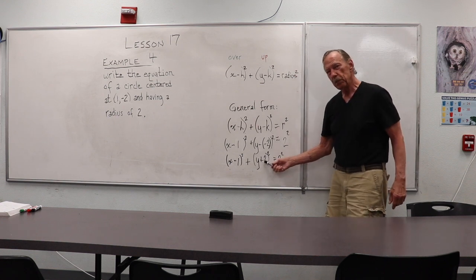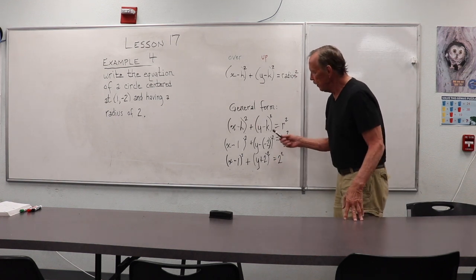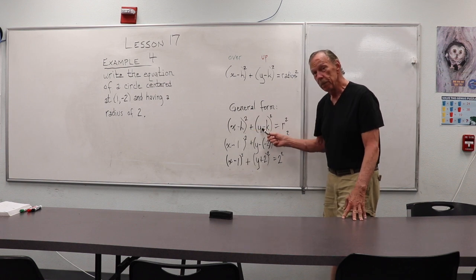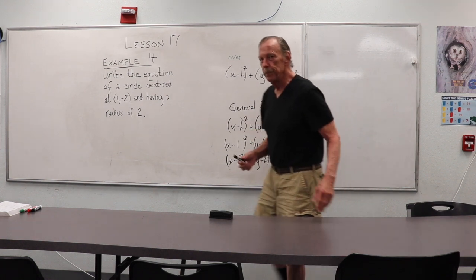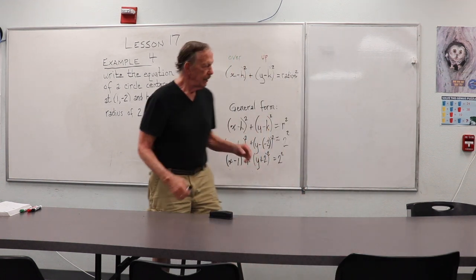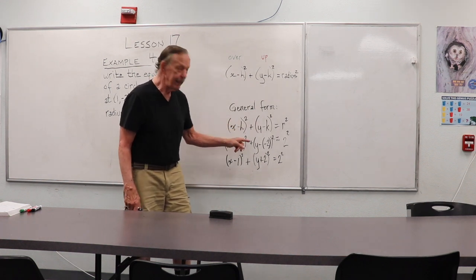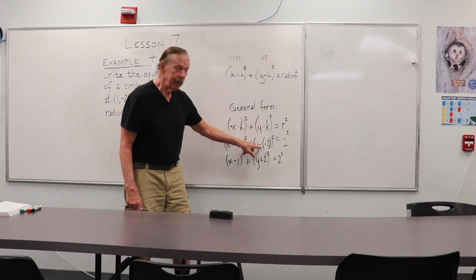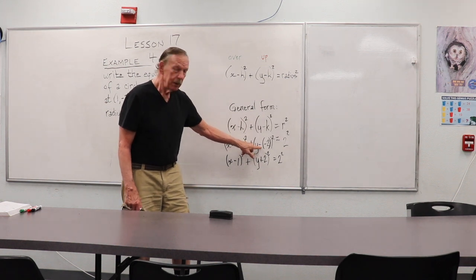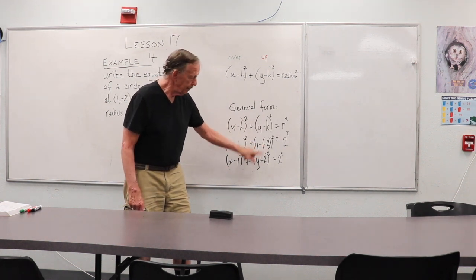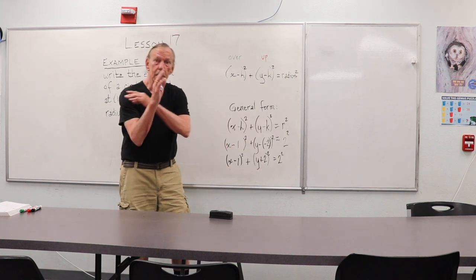That's where we get these pluses. Remember, the minus sign was in the formula to begin with. That stays. If the value of h or k is a minus, that gives us this. And minus a minus gives us a plus.